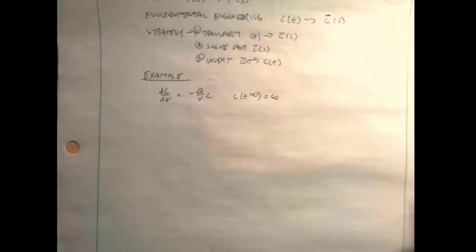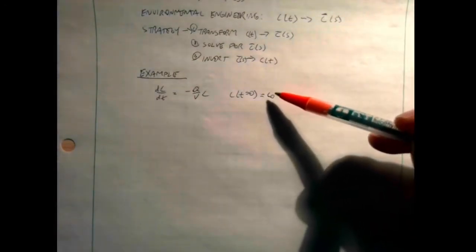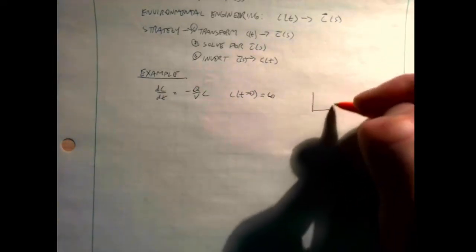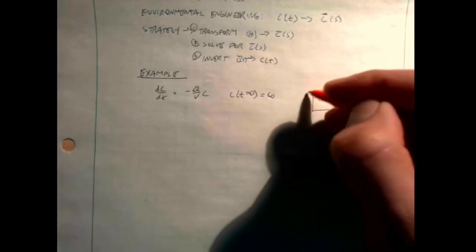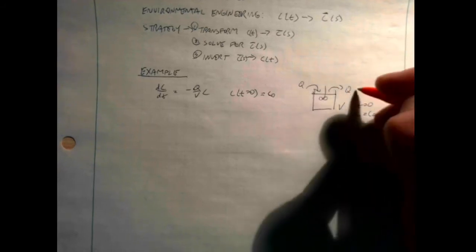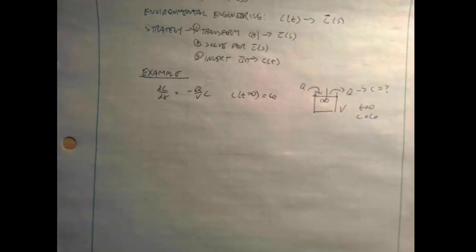So here, this is a problem you would often see. We have dc by dt is equal to minus q over v times c, and c at t equals 0 is c0. Now this is a problem that we would see all the time in environmental engineering, where we're looking at a well-mixed tank, and we have a flow going in and out, a flow rate q, it has some volume v, and then at t equals 0, c is c0. So basically we might have a bunch of salt that's mixed up in here, and then we start flowing fresh water in and out, and then we want to know c is equal to what here at the outlet.